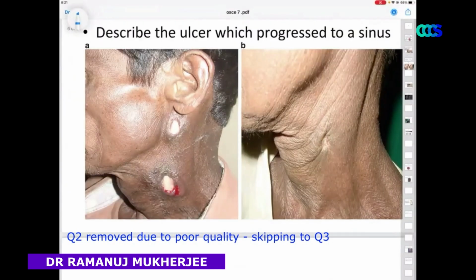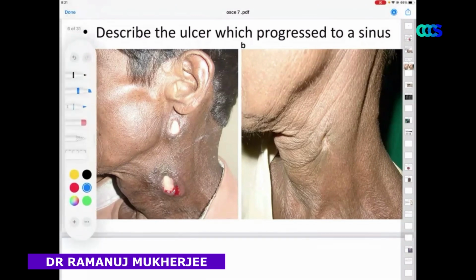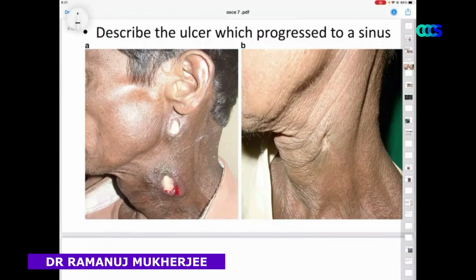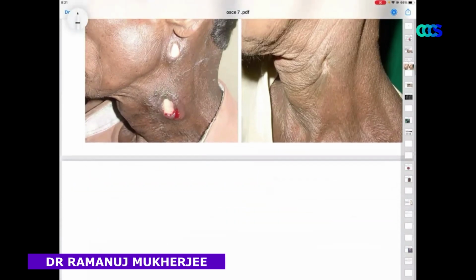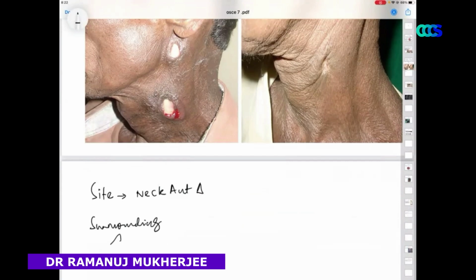Now this one, a very simple question. What is the etiology of this disease? Tuberculosis, lymph node tuberculosis. Excellent. Very good. If it is this, then let us talk about the ulcer. What is the site of the ulcer? Anterior triangle.